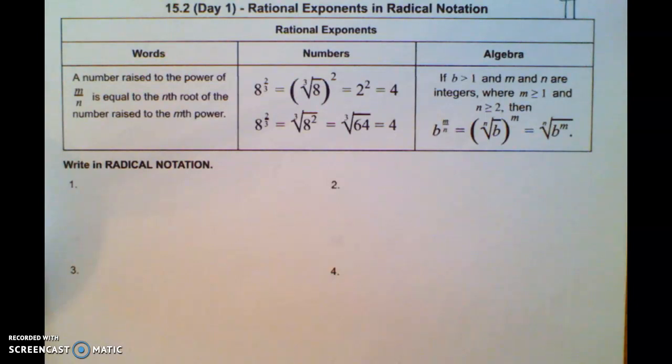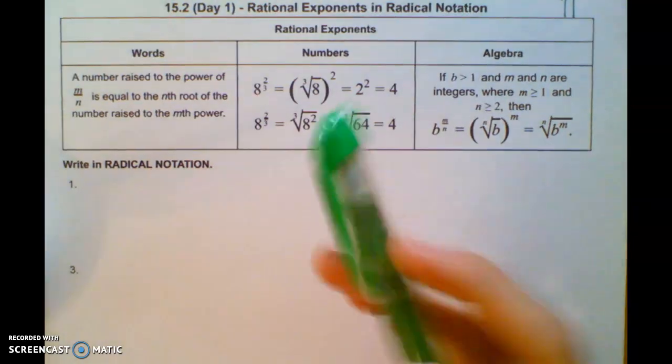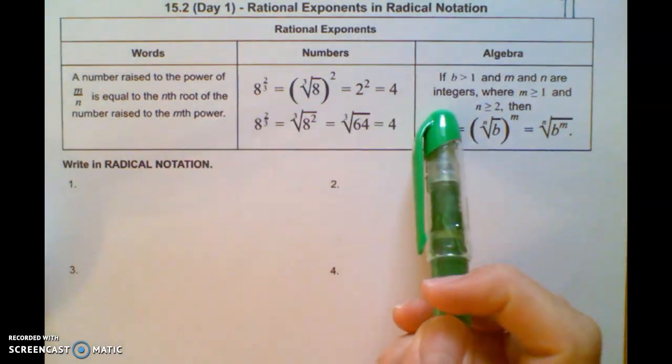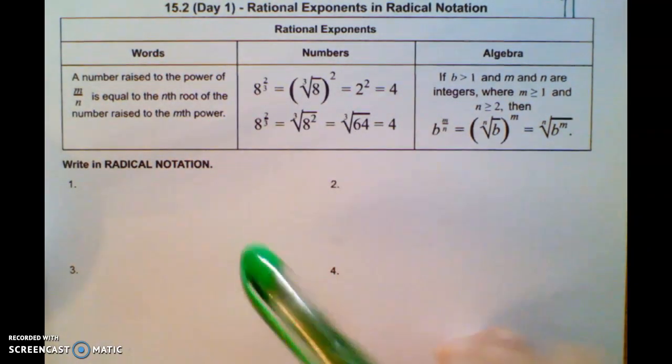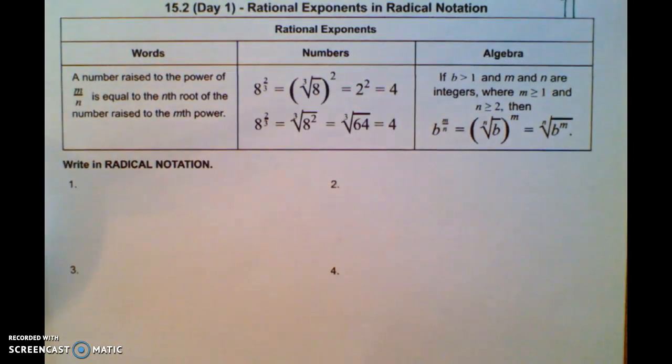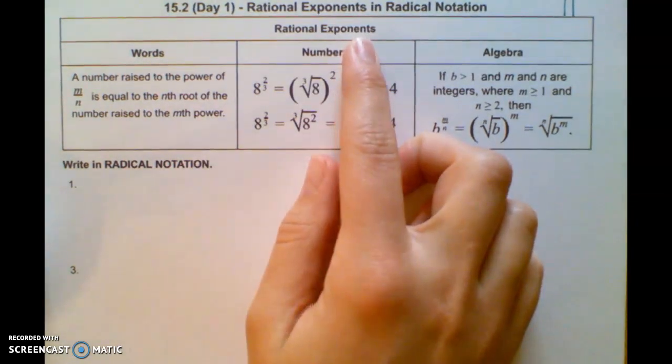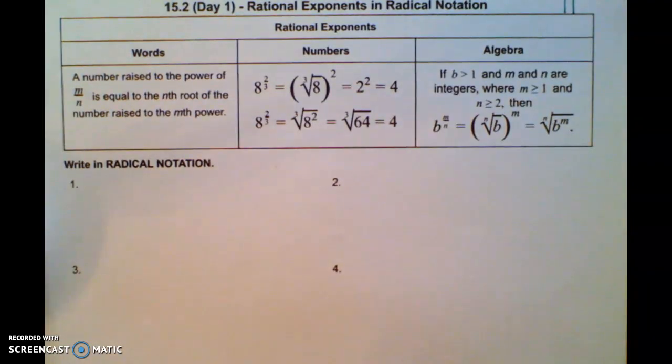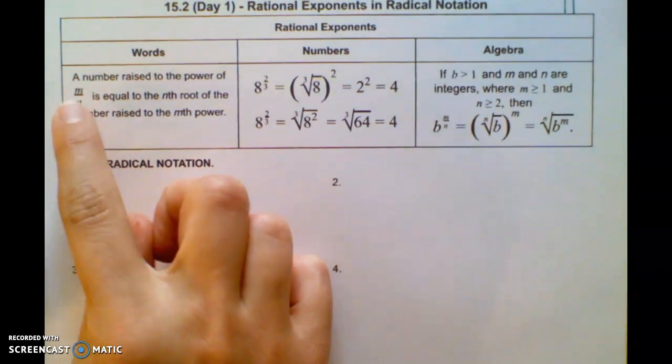Alright, we're starting 15.2 day 1, which is rational exponents in radical notation. So I'll explain what all of this means and then I'll tell you how I remember it and we'll just go through examples. So when we are looking at rational exponents in words, a rational exponent is a number raised to the power of m over n.